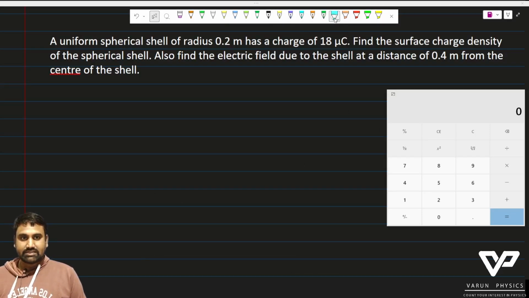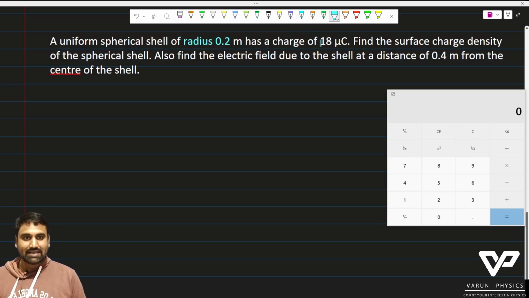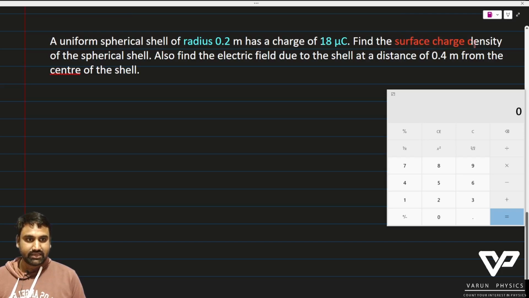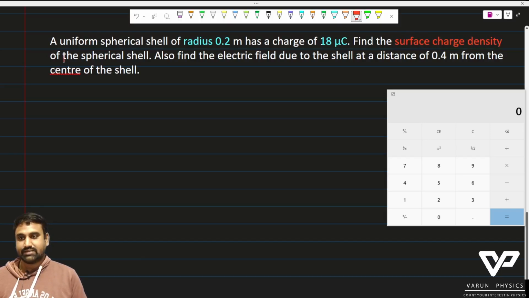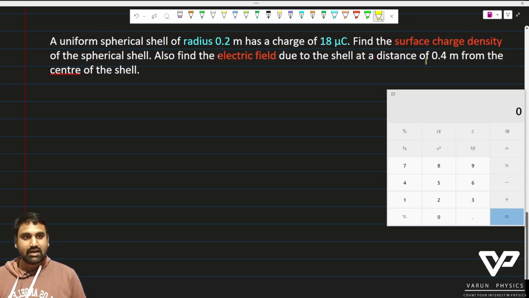ನಮಸ್ಕಾರ. So the question is very simple. A uniform spherical shell, that is, a hollow shell, an empty shell, of radius 0.2 has a charge of 18 microcoulomb. We are asked to find the surface charge density, and also find the electric field due to the shell at a distance of 0.4 meters.